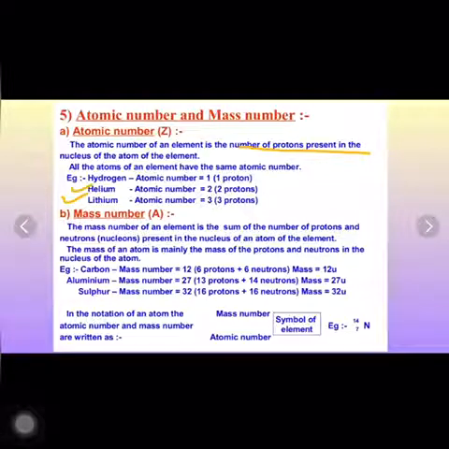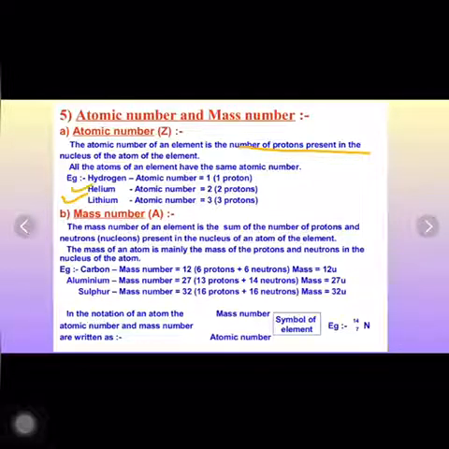Now let us talk about mass number. We know that an atom of an element contains electrons, protons and neutrons. And since the electrons have negligible mass, the mass of the atom is mainly due to protons and neutrons. So, therefore, the sum of the number of protons and neutrons will be nearly equal to the mass of the atom, and this sum is called the mass number.